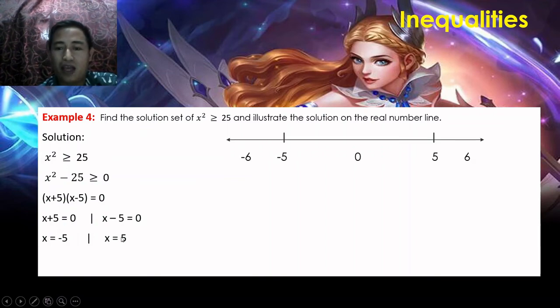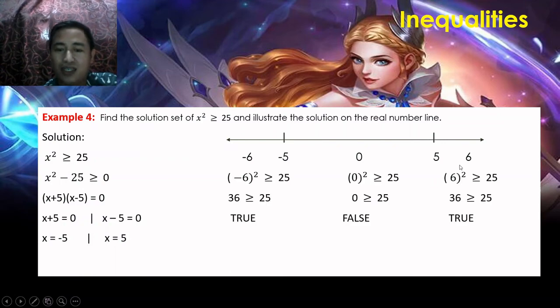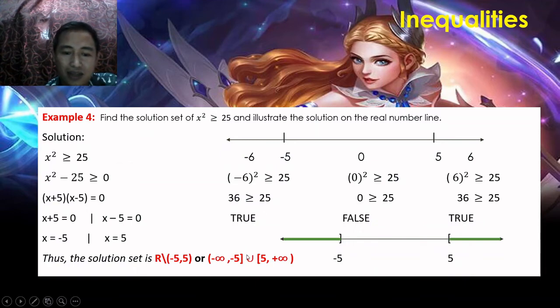So we plot them on the line, and then we use test points negative 6, 0, and 6. Again, class, the greater than sign tells us which side it is. Since this is greater than or equal, negative 5 and 5 are included. The only difference from before is that it was a parenthesis and now it is a bracket. So negative 5 to negative infinity and then 5 to positive infinity.